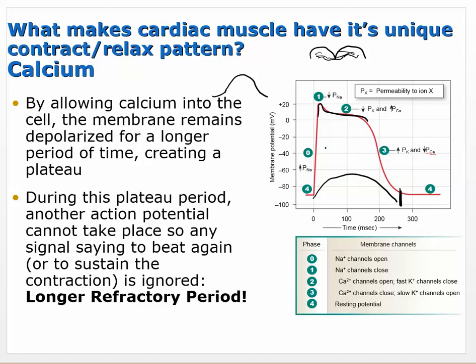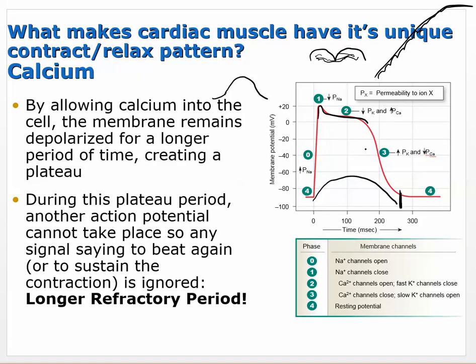We call that the refractory period. The refractory period is that period of time where nothing can happen. The example is when you flush a toilet, and while the toilet is flushing, you jiggle the handle; you can't flush it again. That's the refractory period. It's longer in cardiac muscle because we don't want to have summation. We don't want that contraction to max out. We just want it to contract, relax.